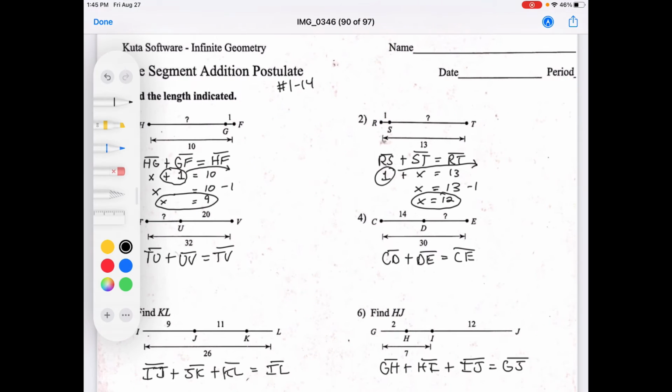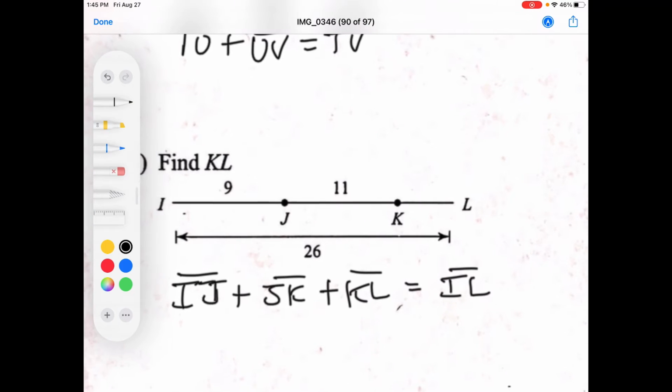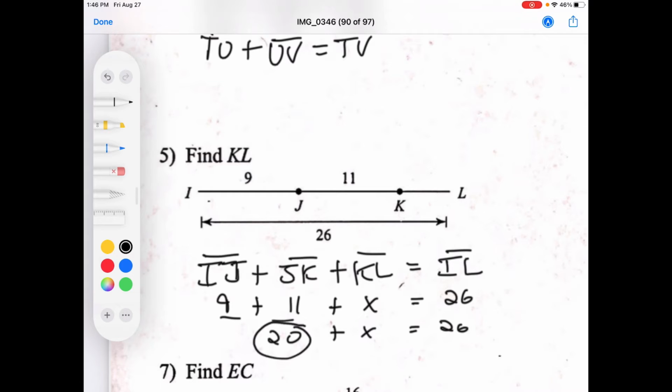Alright, let's skip down to number 5. Number 5, you have 3 segments added together, and we're given IJ is 9, JK is 11, KL we don't know, and IL, the whole segment, is 26. So we can combine 9 and 11. We get 20 plus X equals 26, and we'll throw the 20 to get X by itself. X is going to be 26 and a negative 20, which gives me 6.